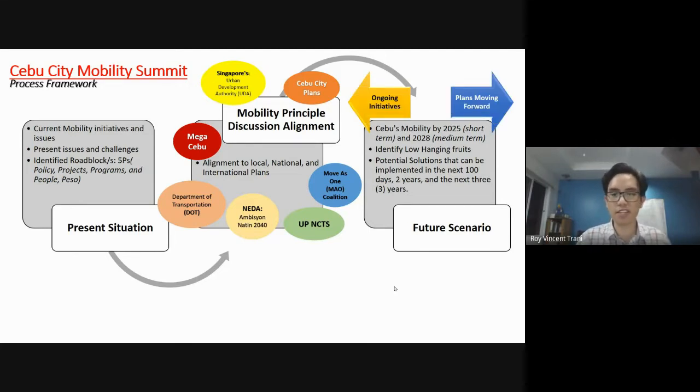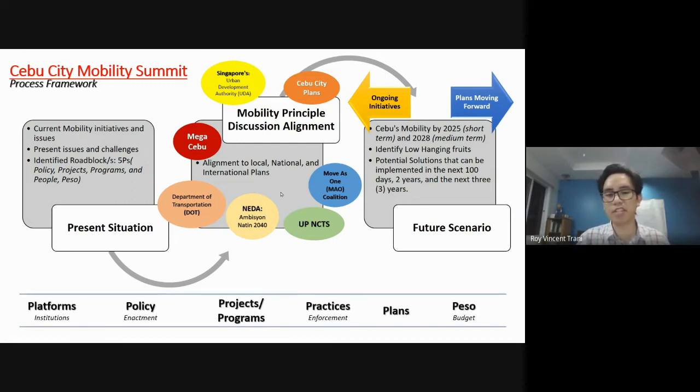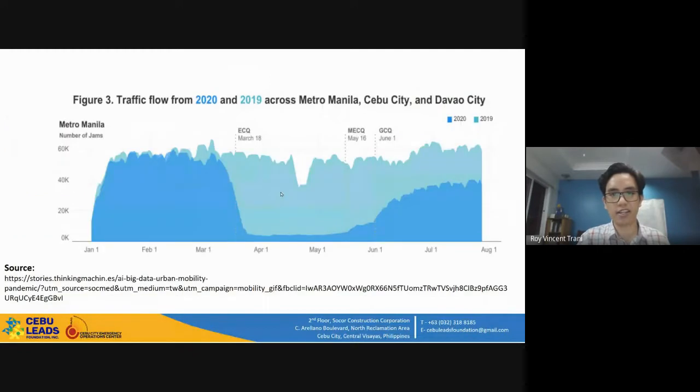So the current process is something like this, where we have the study done, and this summit will be on Monday and Tuesday in Ayala, Cebu, and Seda, Cebu. We'll have people from DOT, NEDA, the Move as One coalition, and some people from Singapore as well. The workshop will be these people coming together, and hopefully we'll identify some possible projects and practices which you can use in your local areas as well. And here are some other statistics.